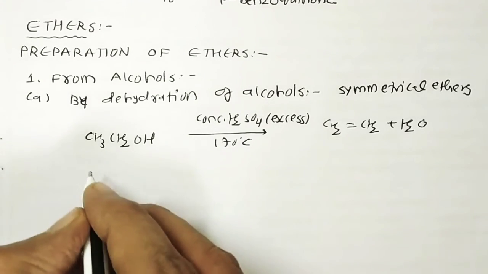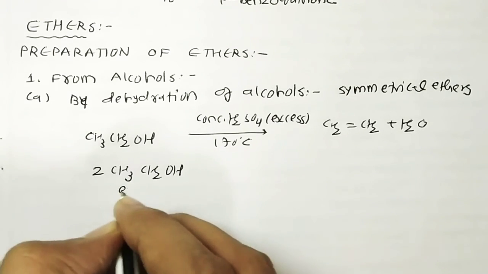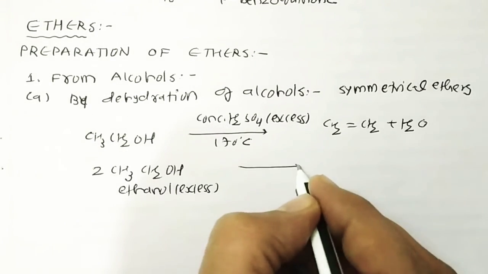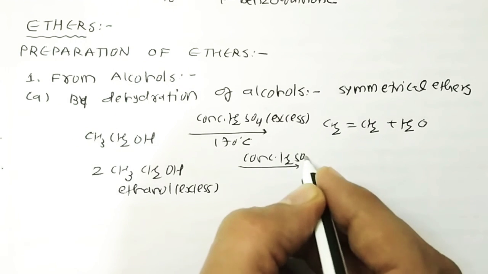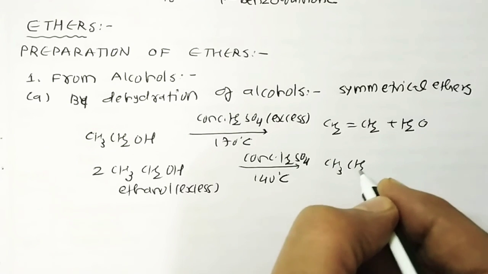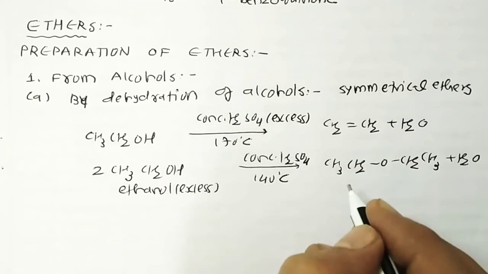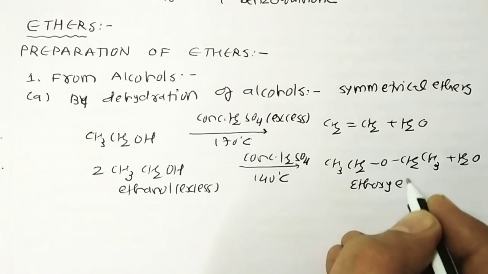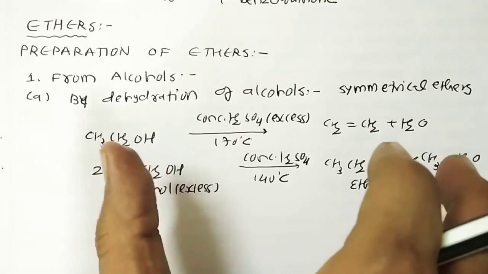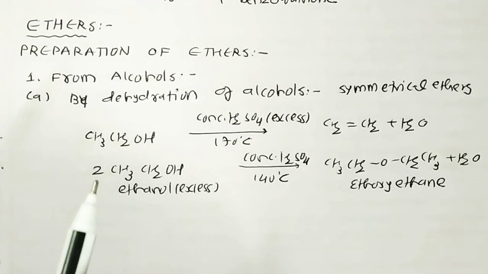But if we take alcohol in excess, not concentrated H2SO4, if we take ethanol in excess in the presence of concentrated H2SO4 at about 140 degrees centigrade, it is converted into CH3CH2OCH2CH3 plus water. So it's diethyl ether, or ethoxyethane. What is the drawback of this? This method always gives only a symmetric ether; an asymmetric ether is not formed during this process.